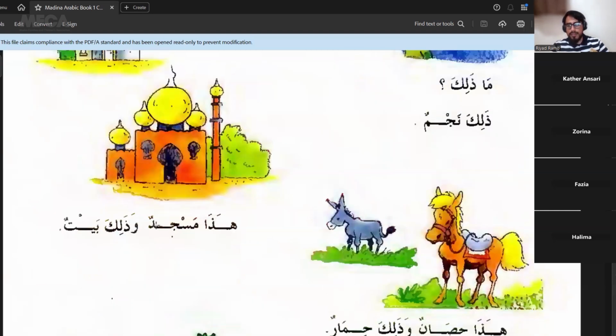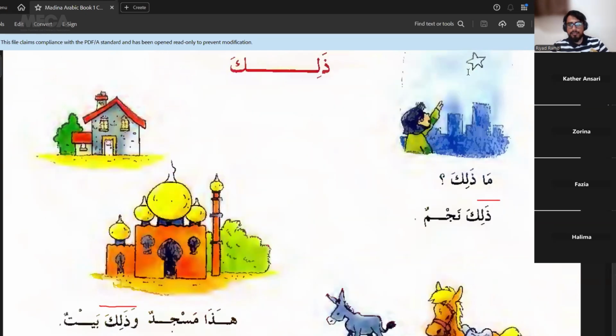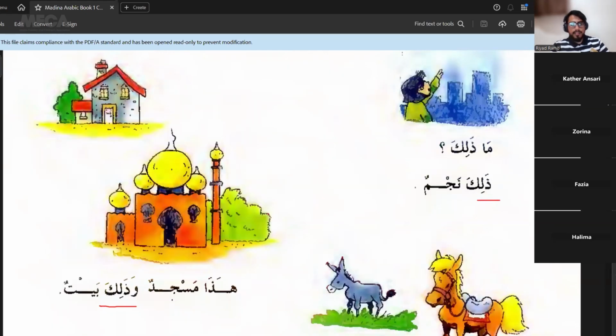هذا مسجد وذلك بيت. Sorry, this is a masjid and that is a house. Remember, dhalika is always referring to something that is far away. So for example, dhalika najmun. Look how the boy is pointing to the star far away. Look at this picture here. هذا masjidun. This is a masjid. Look how close the photo is. وَذَلِكَ بَيْتٌ. And that is a house. Look how far away the house is.